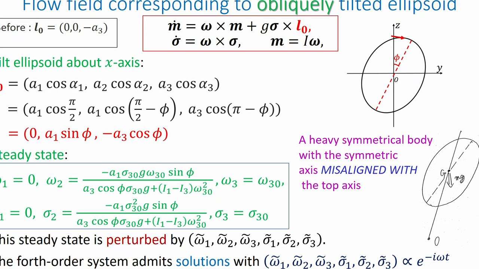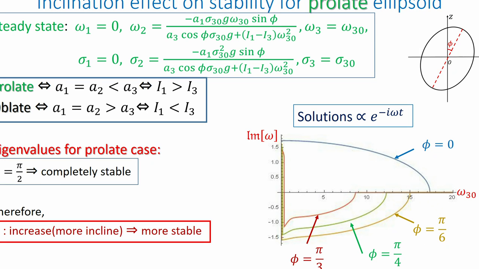And stability of this steady state can show how the alignment effect, phi non-zero, will change the stability of the well-known sleeping top of Lagrangian case. First, we consider the prolate case.